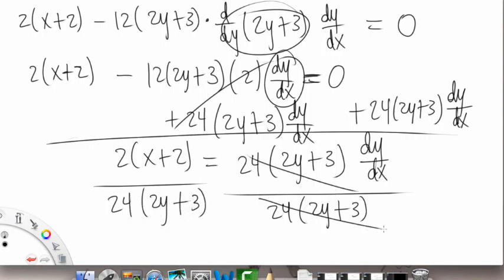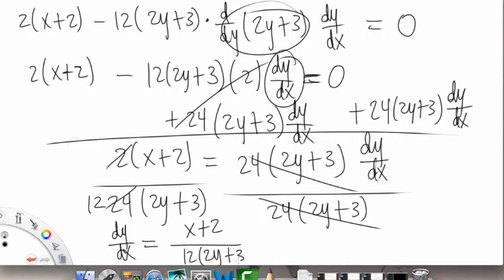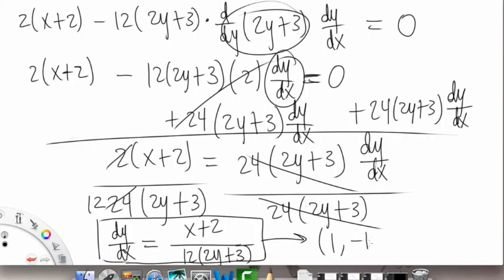We're finally going to get dy/dx, which we can simplify to (x + 2) over 12 times (2y + 3). This is our dy/dx, but this is not the final step, because the question asks us to evaluate this at the point (1, -1). We'll finish this up on the next slide.